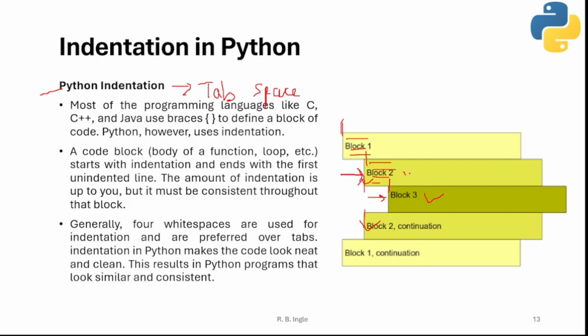Block 2 will be executed only when block 1 is executed, so block 2 is under block 1. Similarly, block 3 is under block 2, so it will be executed only when block 2 is there. When block 3 is executed, it will come back to block 2. Again, when we unindent, it means going back to the original space. So this level and this level are the same, and this block and this block are the same. They are a continuation of block 1. Here block 2 was there, and here is again a continuation of block 2, because they are at the same level.